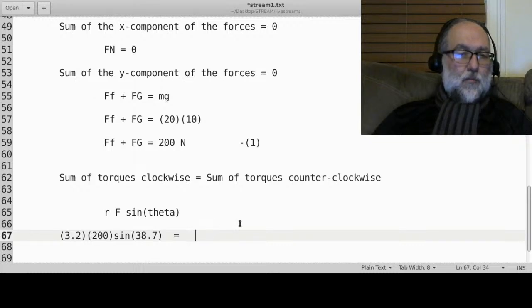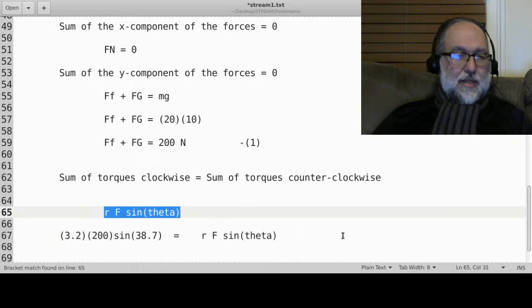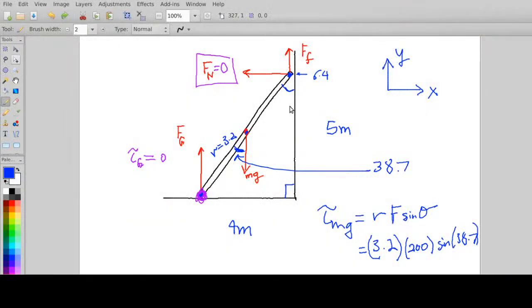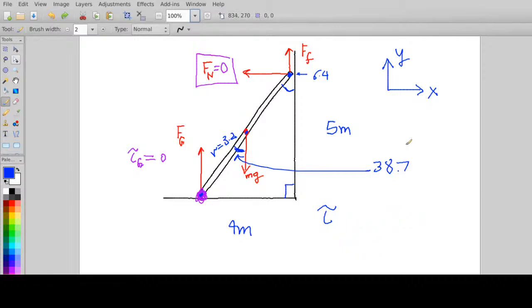Now what about the other side? We have to do our sine theta again for the other side, for the opposite direction. So over here we're looking at the torque up here. This is the torque due to FF. That one's a little bit harder to see, and the reason is, let me clean up a lot here. We don't need this. All right, there we go.